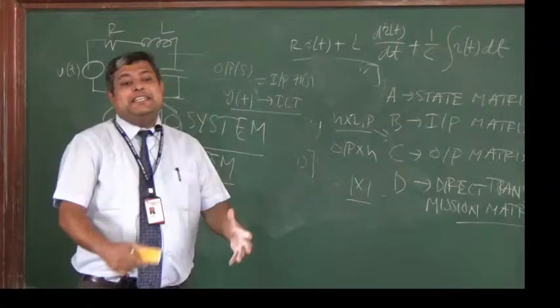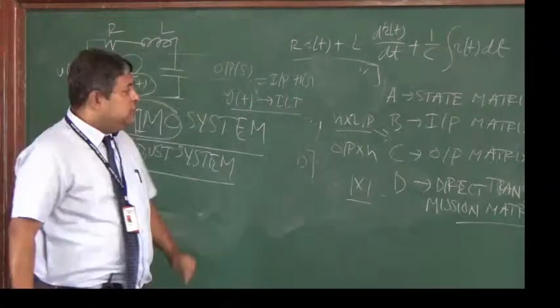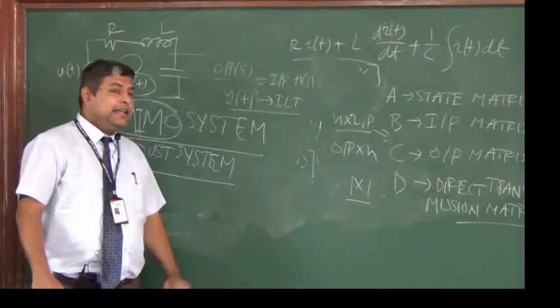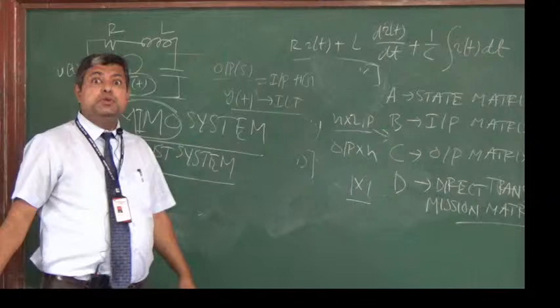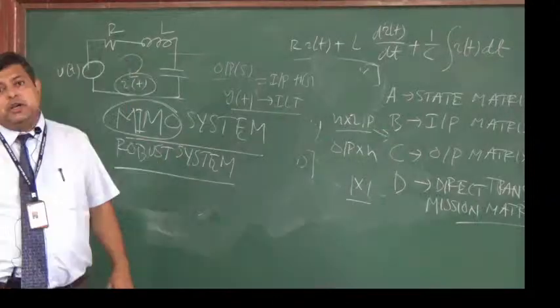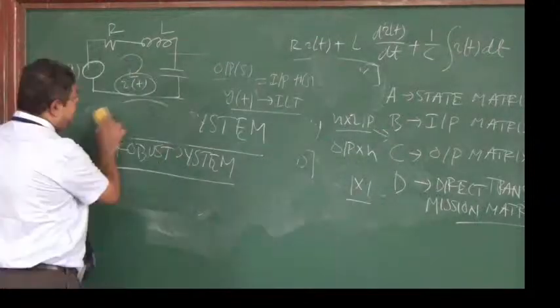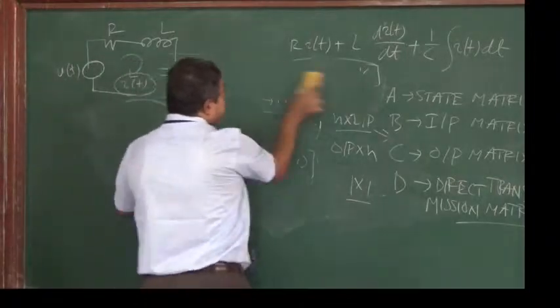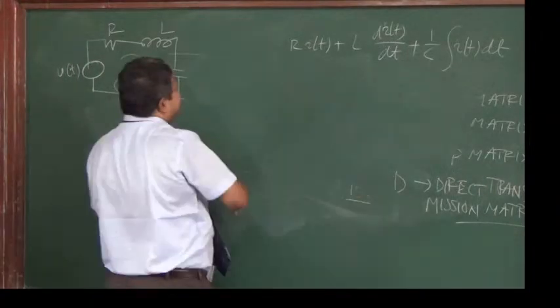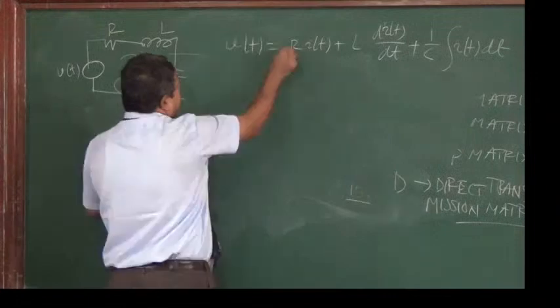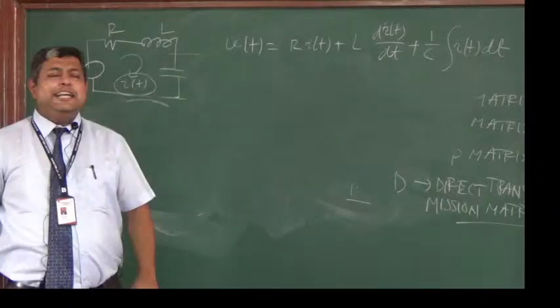Mainly to know the internal dynamics of the system, that is the first point. And second, to model multidimensional systems, we have state variable system modeling. See a very simple example, the same example I'll be going through. I have already laid the basics: v(t) is equal to R i(t) plus L di(t)/dt plus 1/C integral of i(t) dt.